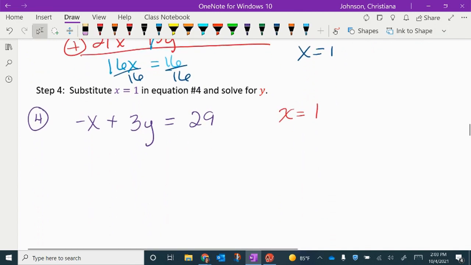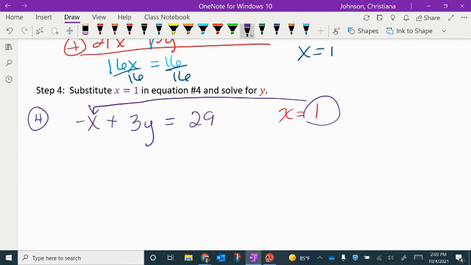Okay, our next step is we're going to substitute the x that we've just found, 1, into where it was in the fourth equation before we did any changing. And then we're going to solve for y.